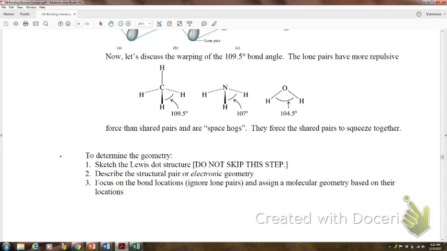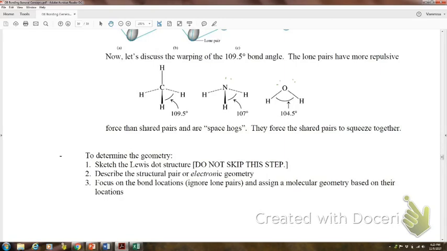Okay, so there we have those 3 examples of the methane, which would have the 109.5. Methane, because remember we're assuming these lone pairs are right here on ammonia, so that's why these are pushed down, and then you got 2 lone pairs on there, so they push them down even further. So to determine the geometry, you have to do the Lewis structure.